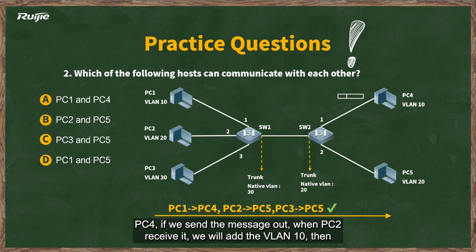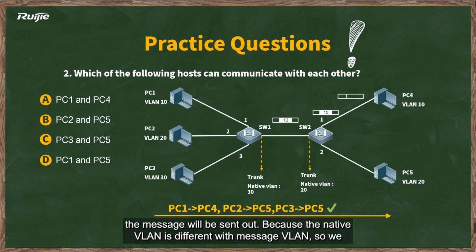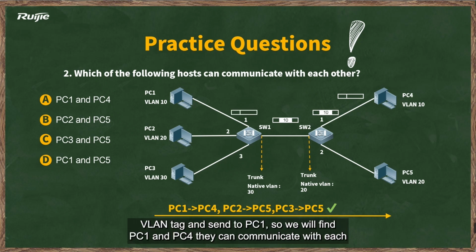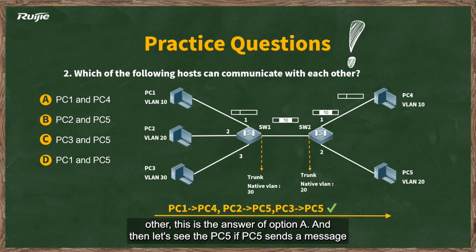For PC4, if we send the message out, when switch 2 receives it, we will add VLAN 10. Then the message will be sent out. Because the native VLAN is different from the message VLAN, the message carries VLAN ID 10, and when switch 1 receives it, it will directly delete the VLAN tag and send it to PC1. So we find PC1 and PC4 can communicate with each other. This is the answer of option A.